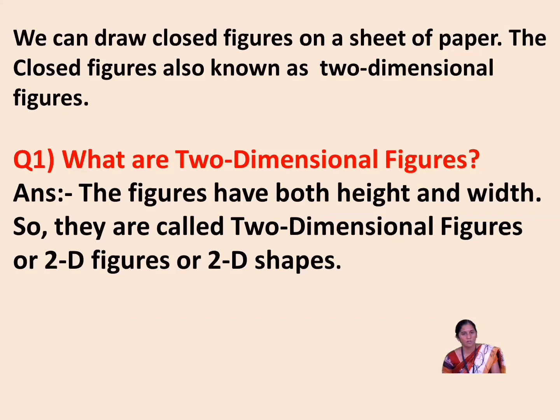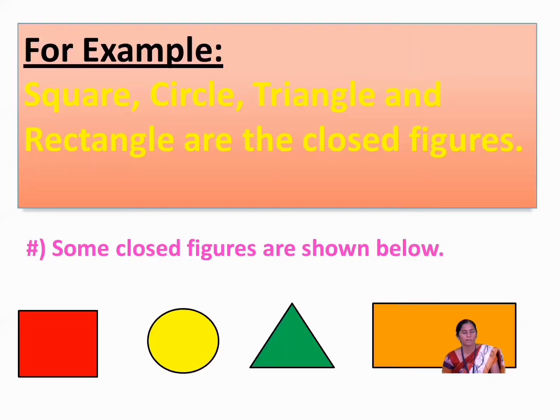What are two-dimensional figures here? The figures have both height and width. So they are called two-dimensional figures, or we can say 2D figures in the short form, or we can also say 2D shapes. Before this, in the first video, we have seen about the one-dimensional figure. Now in this video, we have learned the two-dimensional figures. For example, square, circle, triangle and rectangle are the closed figures. Here I have shown the pictures of the closed figures, that are square, circle, triangle and rectangle.